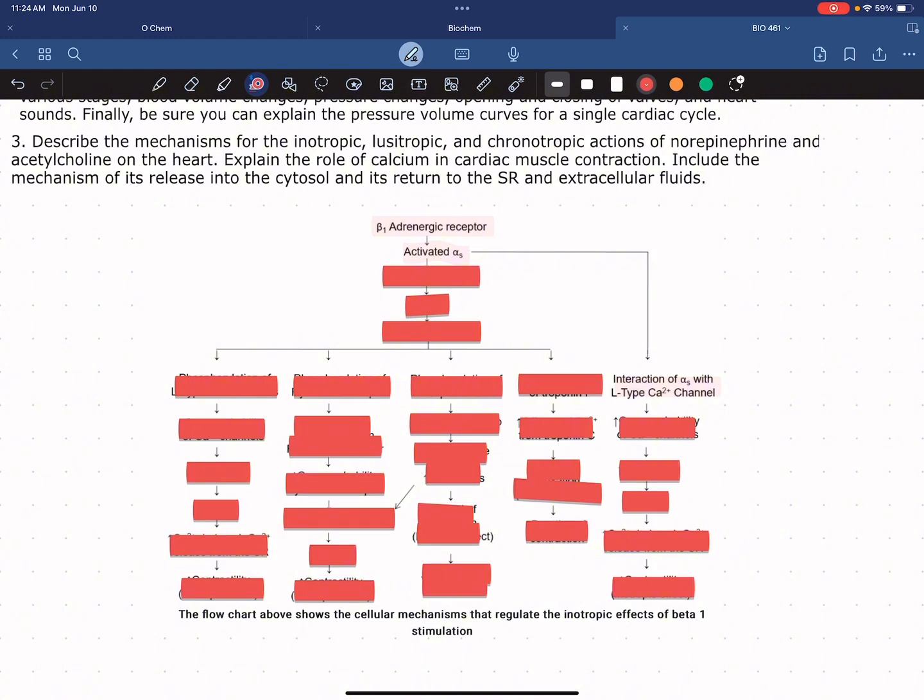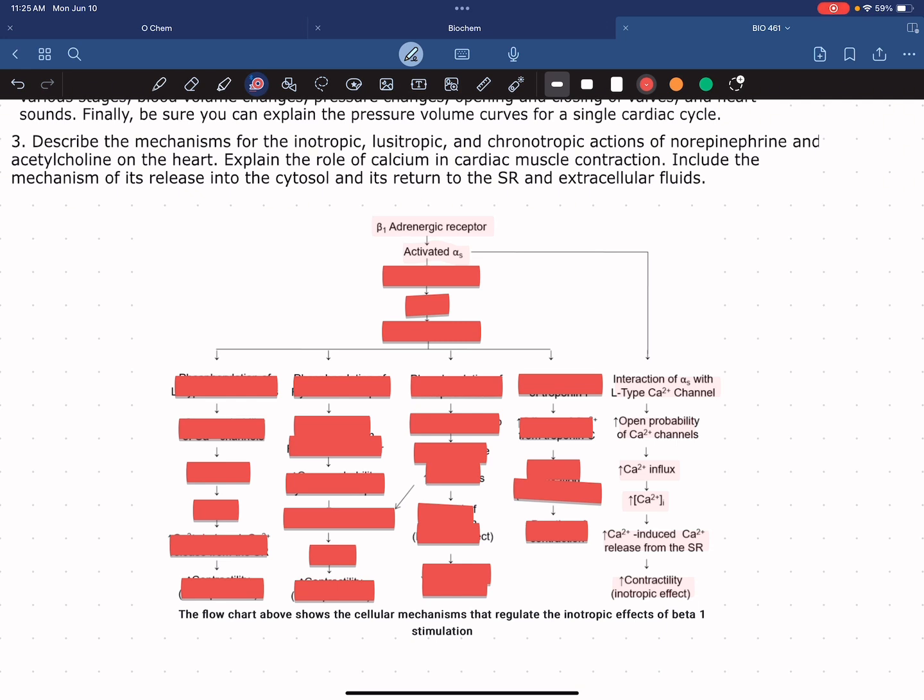So if we have this interaction of the alpha subunit with this L-type channel, we will increase the open probability of calcium channels, which will increase the amount of calcium influx. If we increase calcium influx, we'll have an increase in calcium concentration. And the increased calcium will induce calcium release from the sarcoplasmic reticulum, which will then cause increased contractility, which is the inotropic effect, basically what inotropy is: increased contractility of the heart. So that is one pathway we can go down.